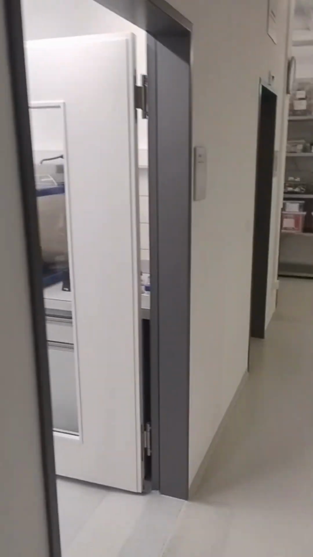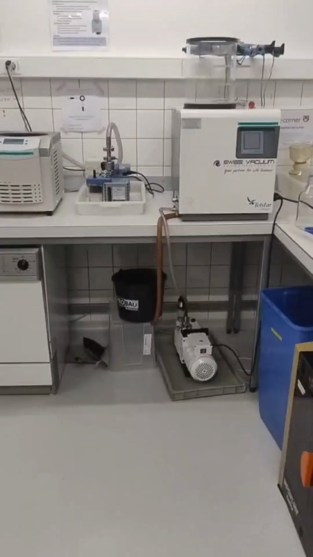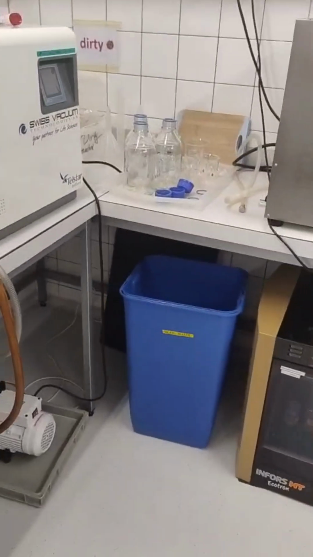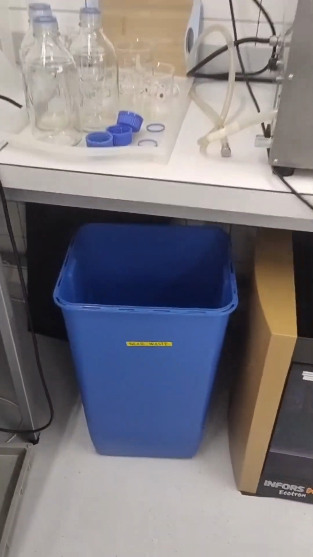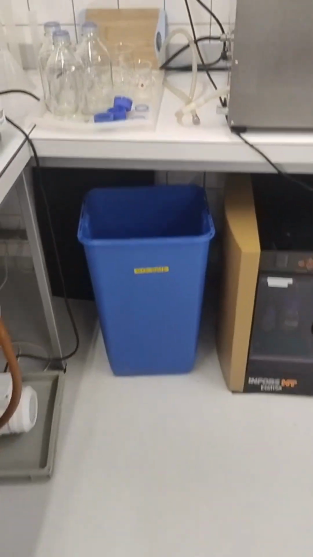Next, we will look at how to properly dispose of glass waste. The glass waste container is located in the washroom, room -106B. Glass items such as broken pipettes, slides, or empty glass containers must first be rinsed with tap water if they contained any chemical. After rinsing, place them in the designated glass waste container.